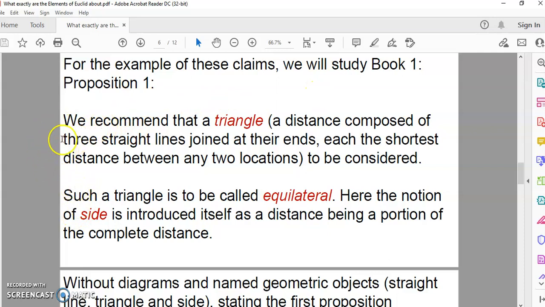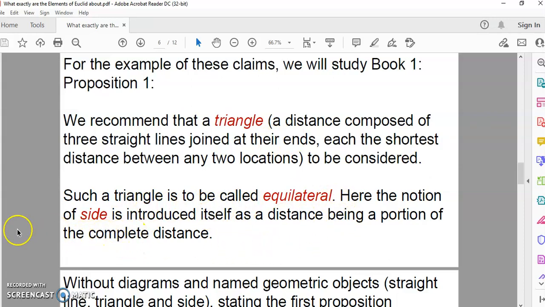So Book 1 and Proposition 1 says that we recommend that a triangle, a distance composed of 3 straight lines joined at their ends, each the shortest distance between any 2 locations, be considered. So it has nothing to do with constructions. The diagram is there to make the communication of these ideas easier. So it says such a triangle is to be called equilateral.